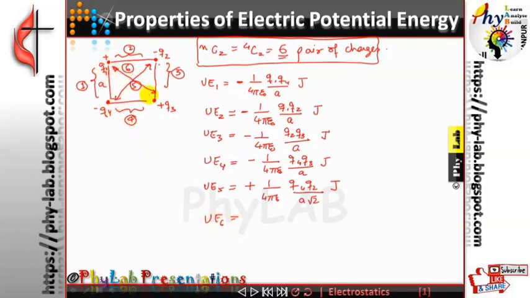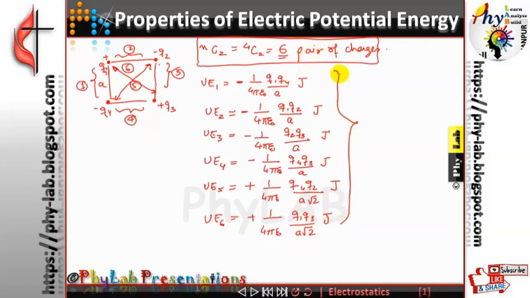What type of charges are we having? Once again, we are having a like pair of charges. So this will be plus, like, so plus Q1 and Q3. So 1 upon 4 pi epsilon naught Q1 and Q3. And what is the length of the diagonal? Once again, our distance of separation is A root 2 joules. So this happens to be the potential energy due to each pair.